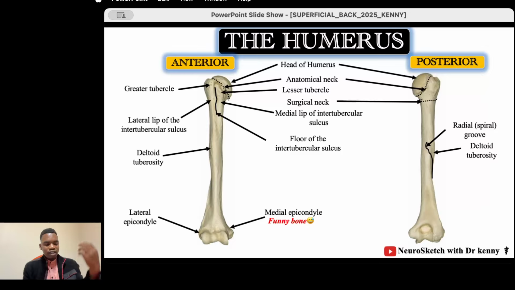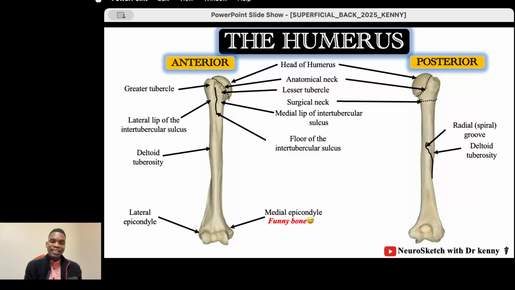When you hit this medial epicondyle, you are going to hit the ulnar nerve, which brings this funny sensation, tingling and loss of sensation on the medial half of the arm and the small and ring fingers, which is actually funny. Even me, sometimes when I'm bored and annoyed, I knock this bone over here just to get that funny sensation.